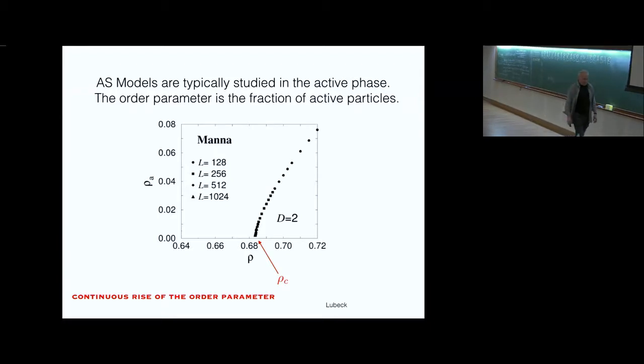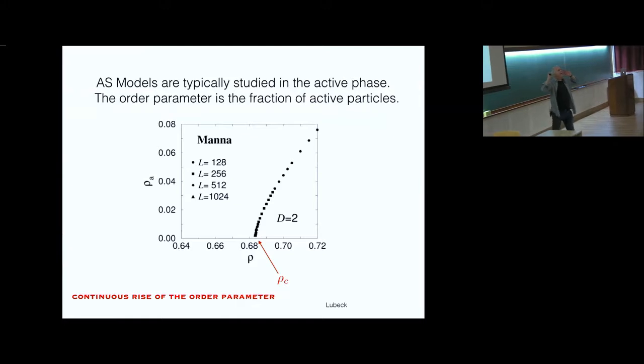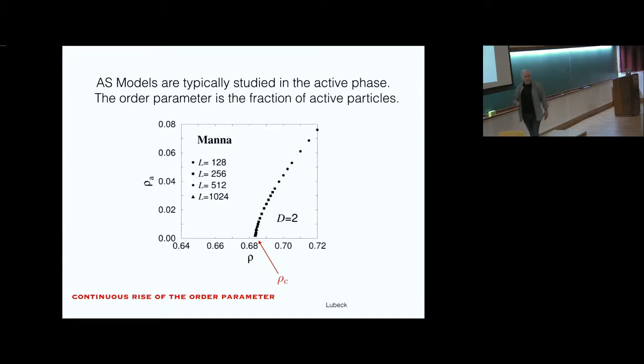What's the order parameter of the Ising model? Magnetization. Good. What's the magnetization above the critical point? I can't hear you. Come on. Zero. What's the magnetization below the critical point? Not zero. All right? Good.